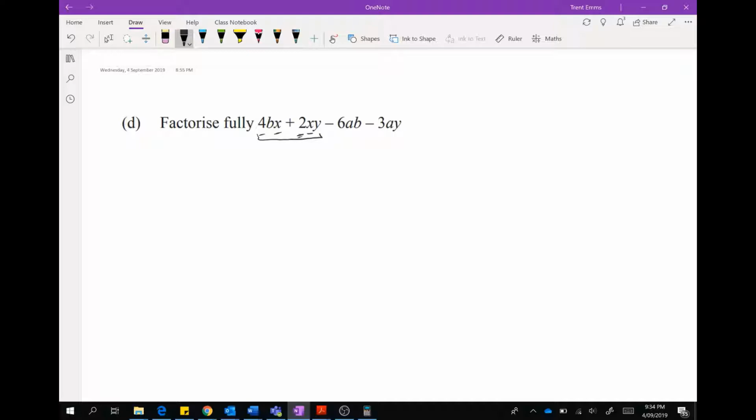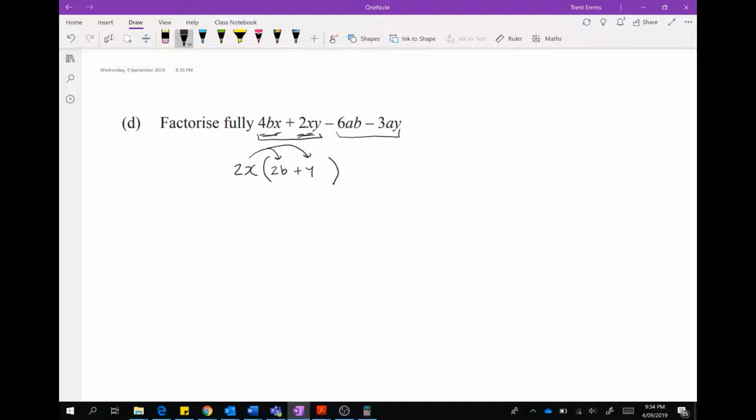So we'll start by pulling out the 2x as its common factor, and then we look at what we need in the bracket here to get back to what we had. So 2x times what would get me back to 4bx, so I'm going to need 2b. And 2x times what would get me to 2xy, so I'm going to need a plus y. Then I'm going to look at this term.